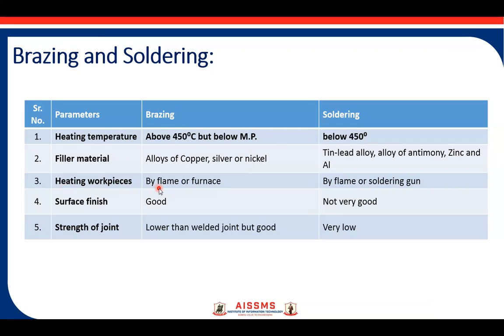Heating of the workpiece in the brazing is carried out by flame or furnace. Similar way it can be used for the soldering as well. Here the surface finish we are getting is a good one, whereas in the soldering we need to carry out some finishing operations. Strength of the joint is lower than the welded joint, but it is good, whereas in the soldering it is very low.